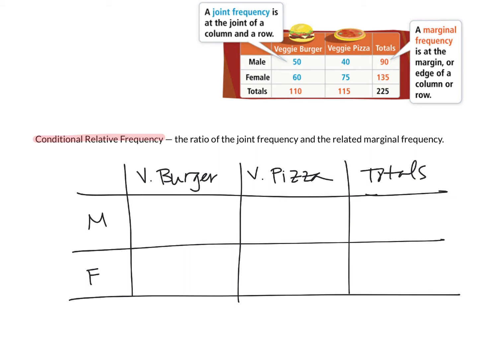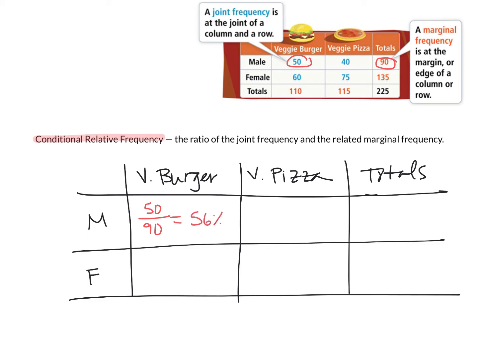So for the males, we had 50 males out of 90 males that chose the veggie burger. 50 out of 90. Now, on the relative frequency table in the last video, we had 50 out of the total number of people, including males and females, which was 225. Now it's conditional. On the condition that we're talking about a male, what's the relative frequency? What's the percent that chose a veggie burger? So we will round this to 56%.